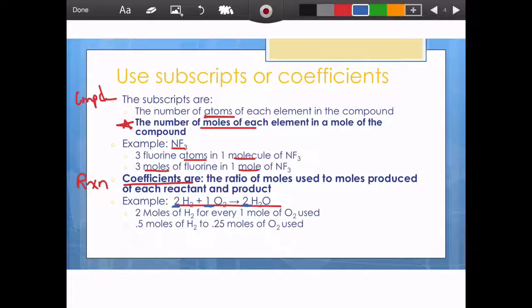So for every 2 moles of hydrogen, 1 mole of oxygen is used. Or you can scale it down and say I'm only going to use a half a mole of hydrogen. Then I'm going to use half as much oxygen, so that's 0.25 moles.